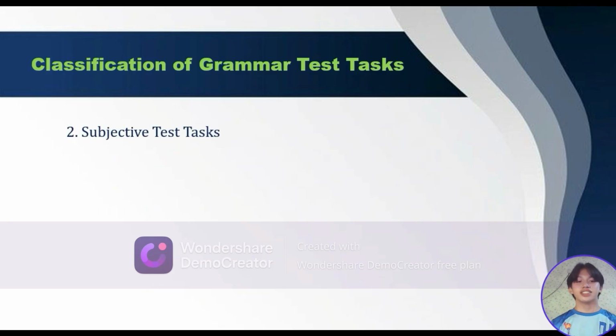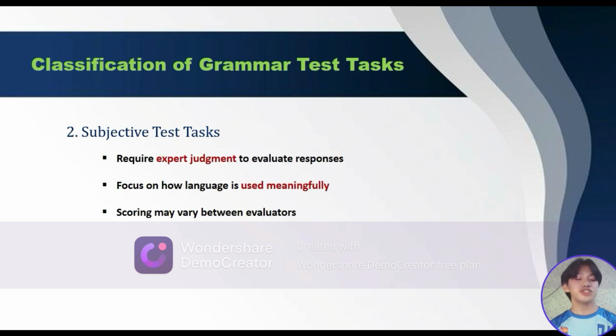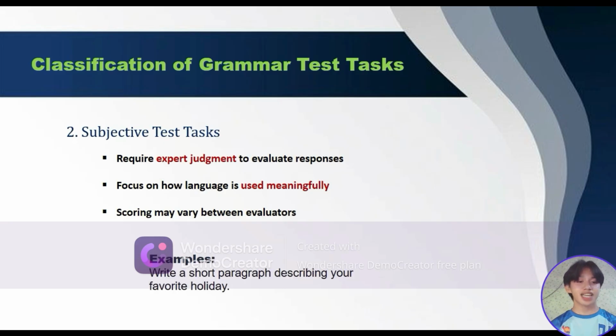Next, subjective task. In contrast, subjective test tasks require expert judgment to evaluate learners' responses. This task focuses more on how language is used meaningfully, and scoring may vary depending on the evaluator. An example of a subjective task is asking learners to write a short paragraph describing their favorite holiday. This type of task allows learners to express ideas freely while using appropriate grammar.